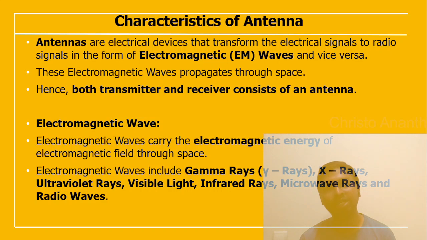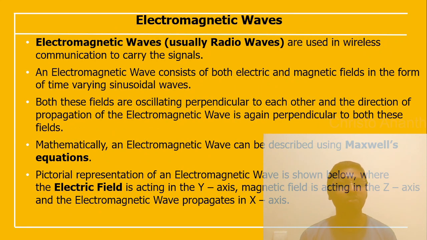Here, electromagnetic waves, EM waves, include gamma rays, X rays, UV rays (ultraviolet rays), visible light, IR rays (infrared rays), microwave rays, and of course radio waves. Fine. So we'll now discuss electromagnetic waves. Electromagnetic waves are also called radio waves, which are used in wireless communication to carry the signals. An EM wave has both an electric field and a magnetic field in the form of time-varying sinusoidal waves.